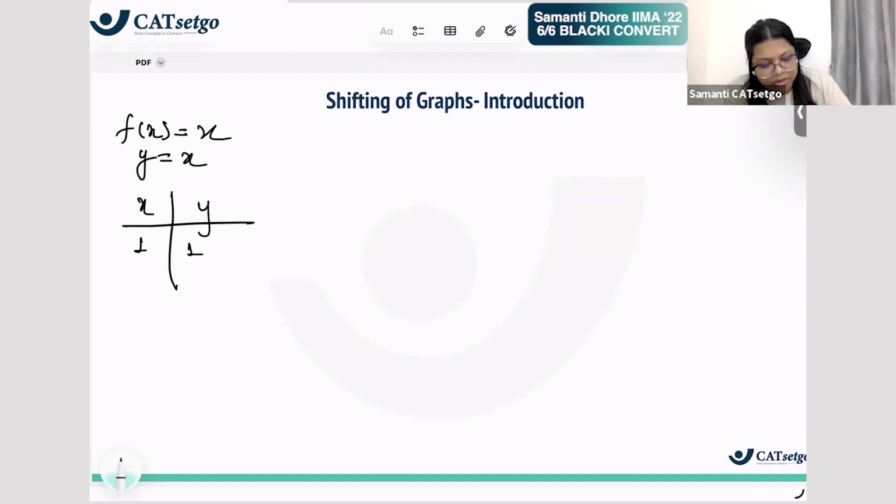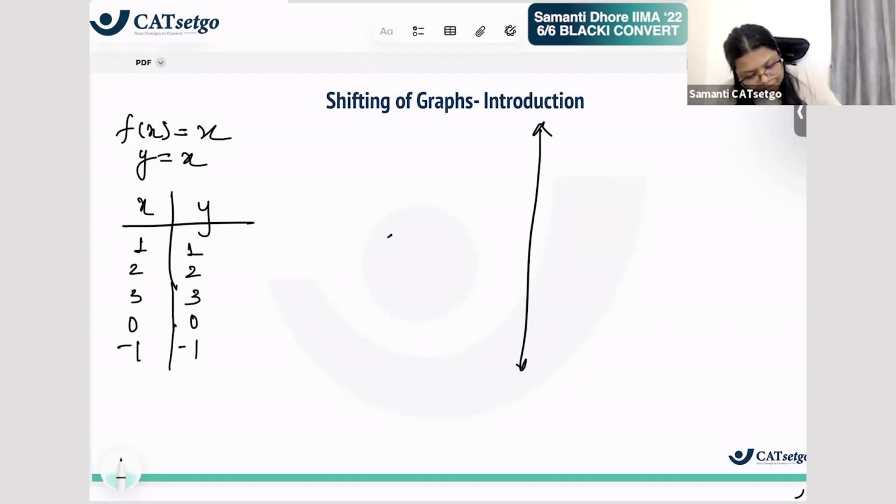When x is 1, y is 1. When x is 2, y is 2. When x is 3, y is 3. When x is 0, y is 0. When x is minus 1, this is also minus 1. Any doubts here? No, right? We are clear. है ना? No. So let us plot a graph.